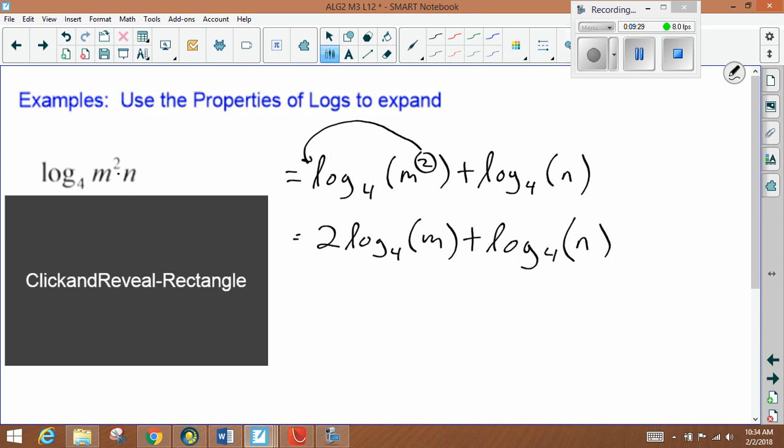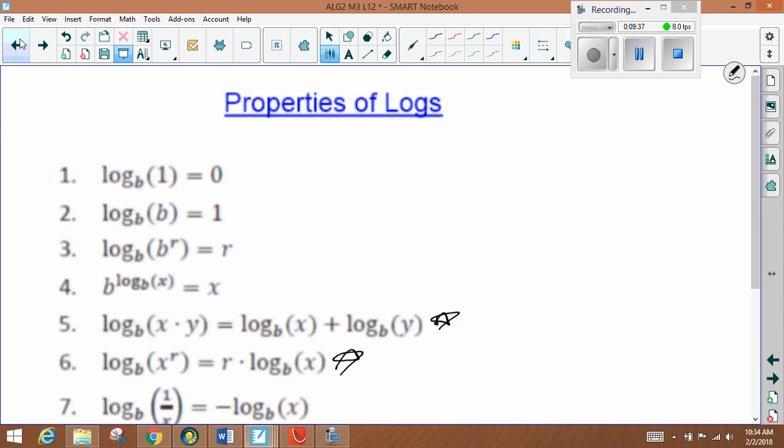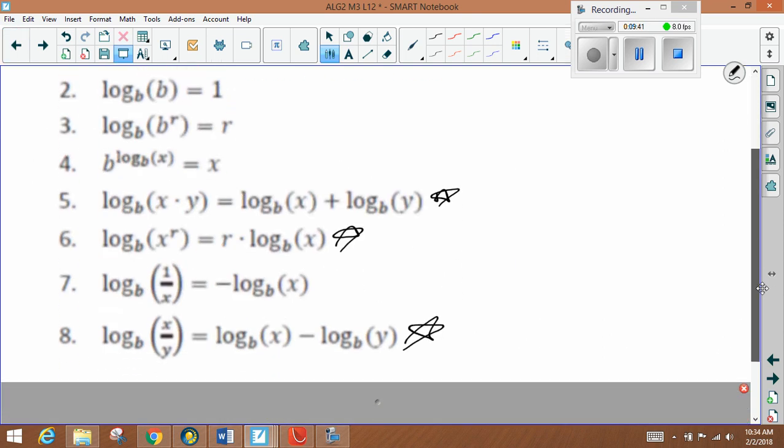Which property? Which one? The one you just mentioned, where you put the exponent over there. It is property number 6. Oh, I see.